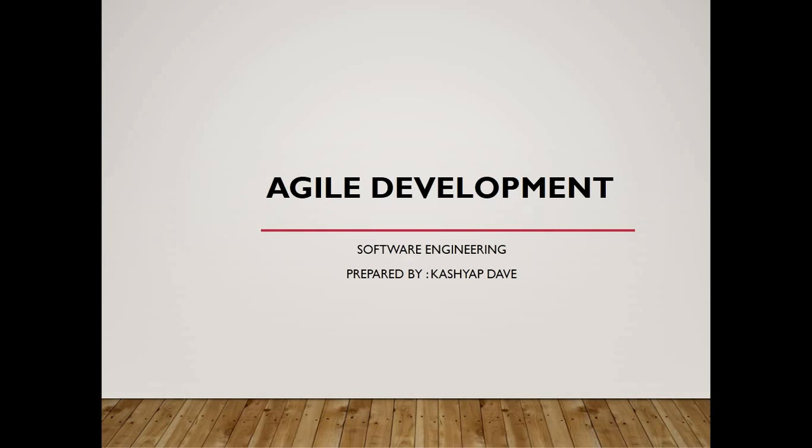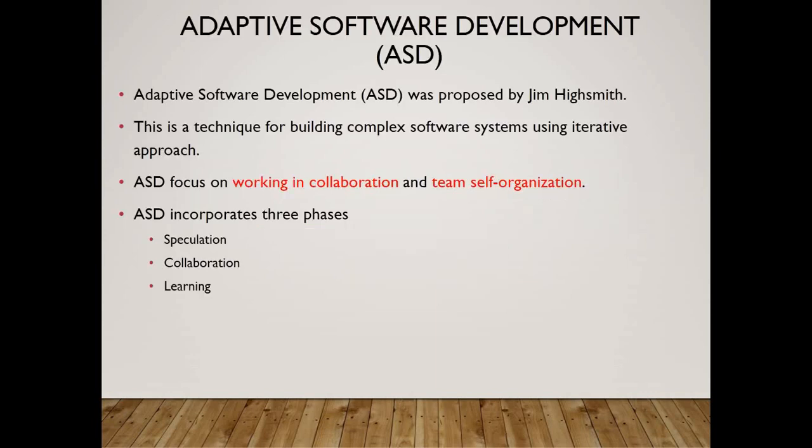In the previous video lecture we discussed extreme programming, and extreme programming was the most used development model from agile development. Now in this video lecture we are going to discuss the adaptive software development model and the dynamic system development model. So let's start with the adaptive software development model.